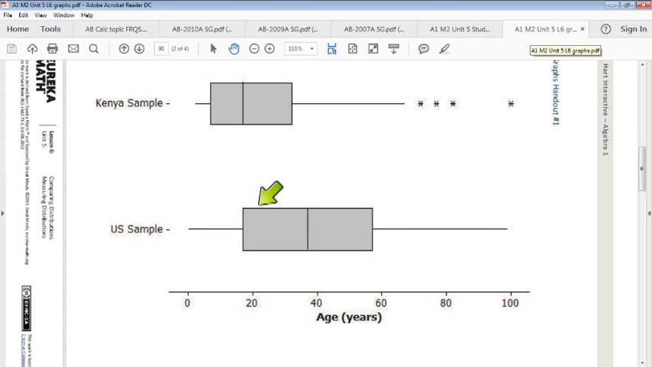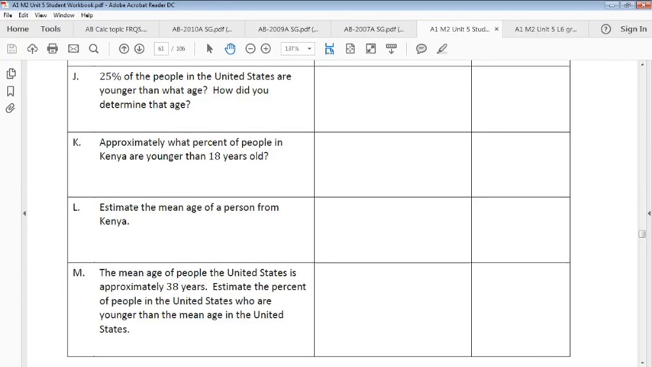So there's 4 quartiles: this line from here to here, then this box from here to here, this box from here to here, and this line from here to here all represent 25% of the data each. So 25% of the population would be younger than whatever this number is. I'm going to say 17. We'll say 17. How did you come up with this? How did you determine that age? 17 is the Q1, or the lower quartile.